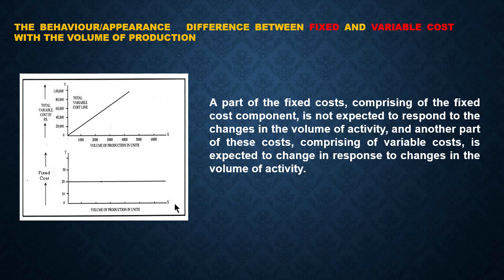So in the previous slide, we explained that the variable cost will rise as the volume of the production increases, and the fixed cost remains the same and constant even if we increase the volume of the production.